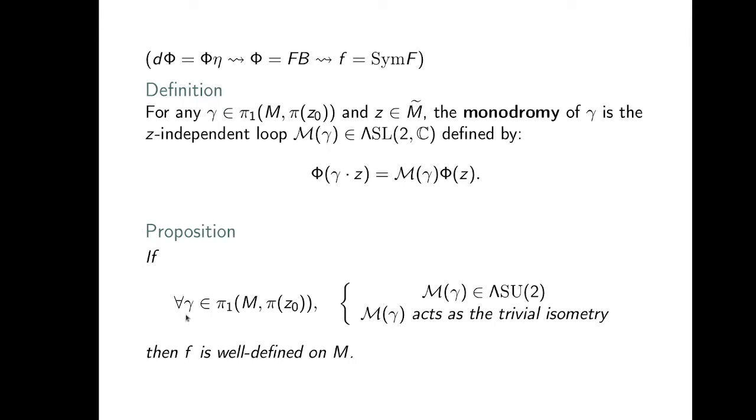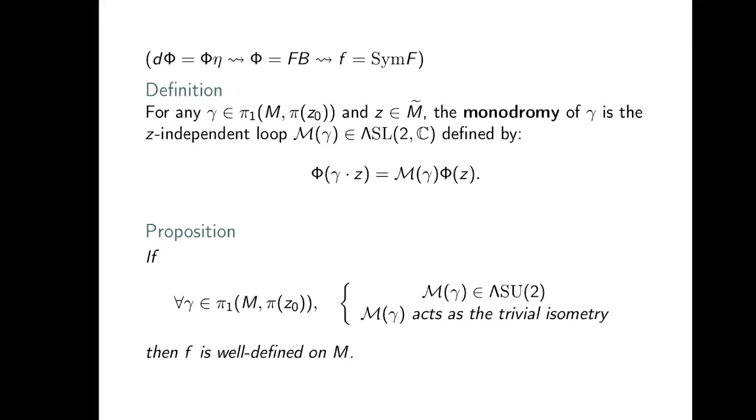If for all closed paths gamma in M, these two conditions are satisfied, then F is not only defined on the universal cover of M, but it is well defined on M itself. In this case, you have closed the period. This set of equations is called the monodromy problem, and it is at the core of the desingularization procedure that I will show you in the last video.